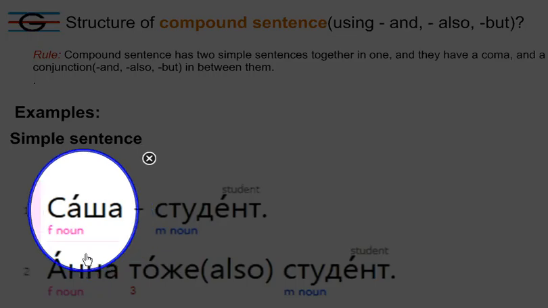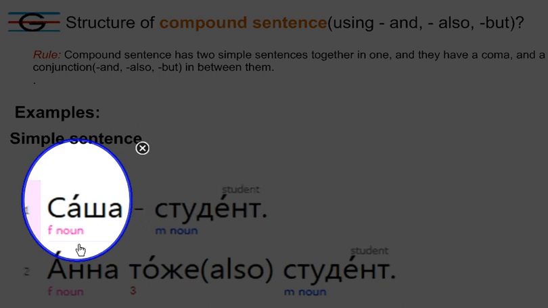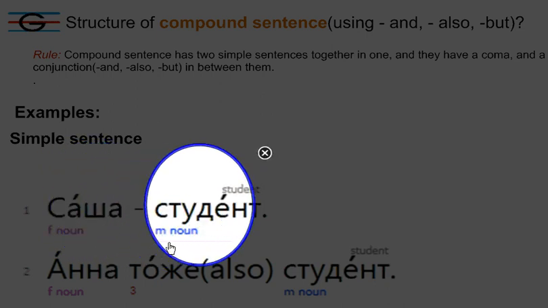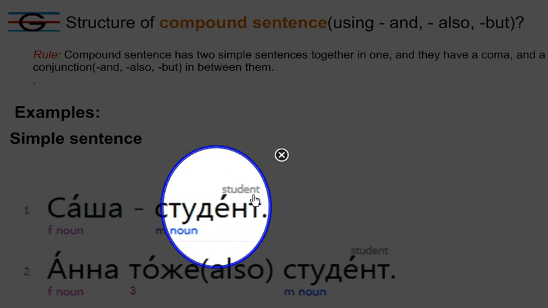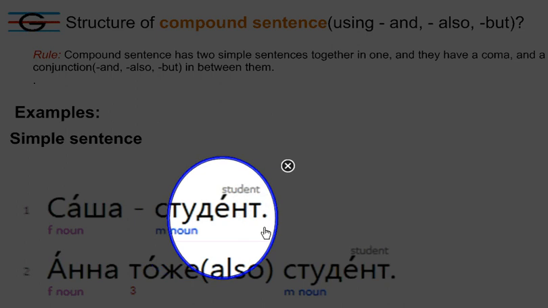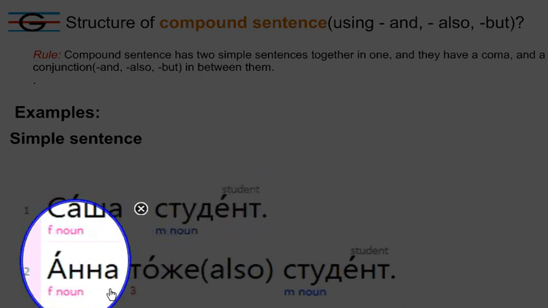So we are analyzing the sentence. You see Sasha first, and we know that Sasha is who, кто. It's a person, so it's a noun. And you have "a" at the end. Okay, it's feminine. It could be masculine too, but in this case it's feminine. Okay, student. Student is also a noun, and the computer says it's masculine because it doesn't have "a" at the end.